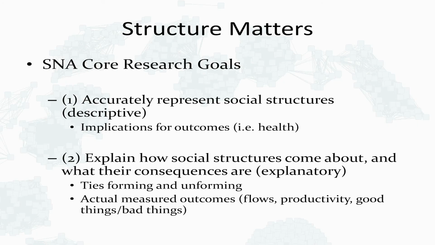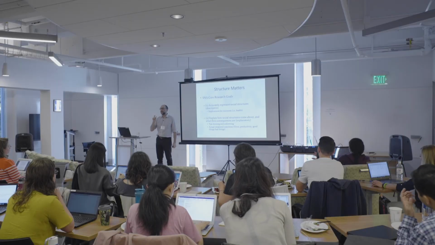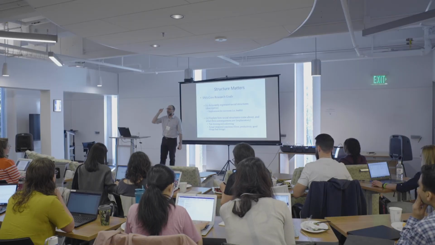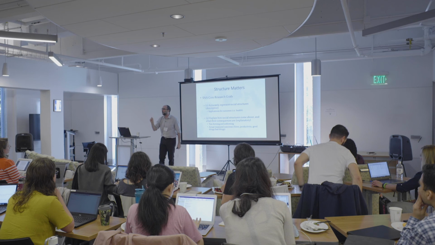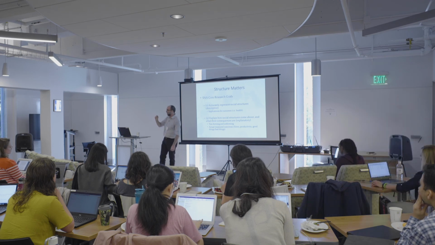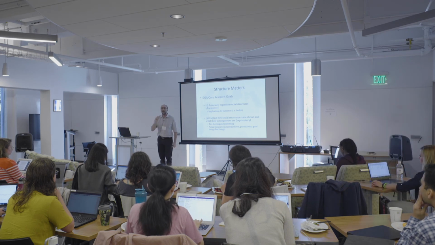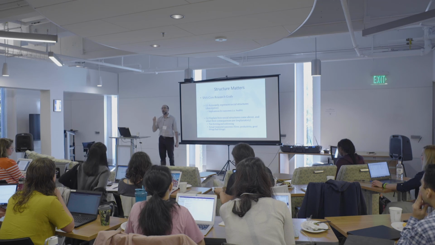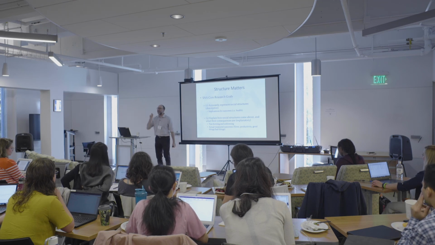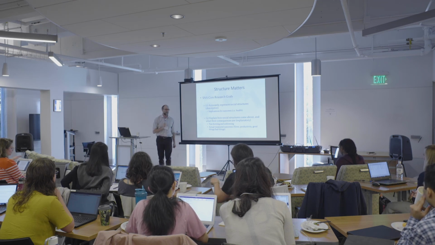So the research goals then are really twofold in social network analysis. We have to have this at the forefront of our mind when we're actually, way before we even go out and think about data. We have to think, what am I doing? What are my goals here? And the goals are really twofold. The first is to just accurately represent social structure.